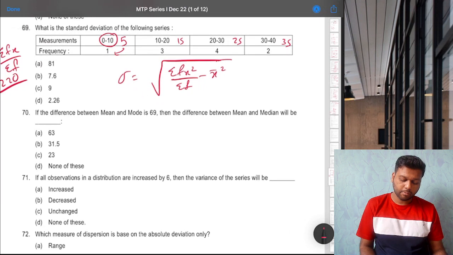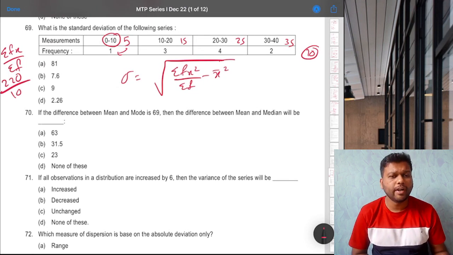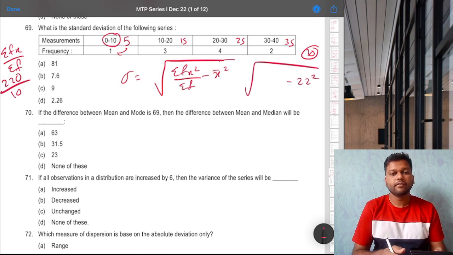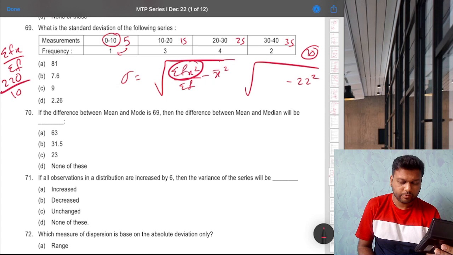What is summation f? 1 plus 3, 4, 4 plus 4, 8, 8 plus 2, 10. So 10 is the sum of frequencies. 220 by 10 is 22. So we have 22 square here. Fine. Let's find this part also.